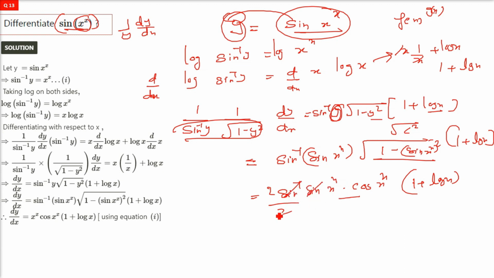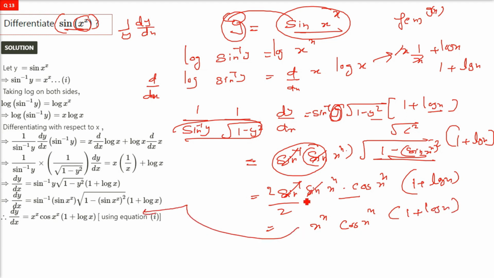Cos x to the power x has come from under root 1 minus sine square. And 1 plus log x, we already have differentiated it on the right hand side. So x to the power x, cos x to the power x, 1 plus log x. This is the final result you have. Okay.